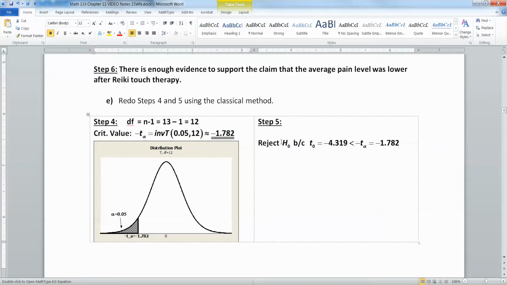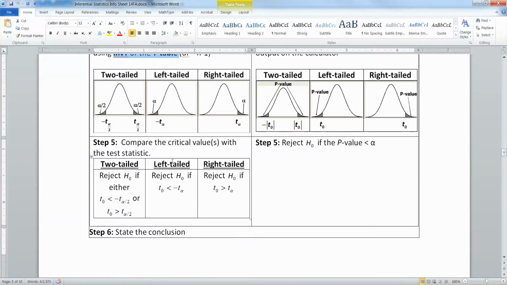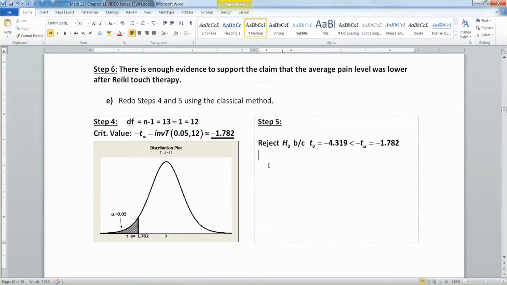And that means that we are going to reject the null hypothesis, because in a left-tailed test, you reject the null hypothesis if your t0 is less than your negative t alpha. So our test statistic t0 is very much less than your negative t alpha, which is negative 1.782. So negative 4 is less than negative 1.7, and therefore we reject the null hypothesis.